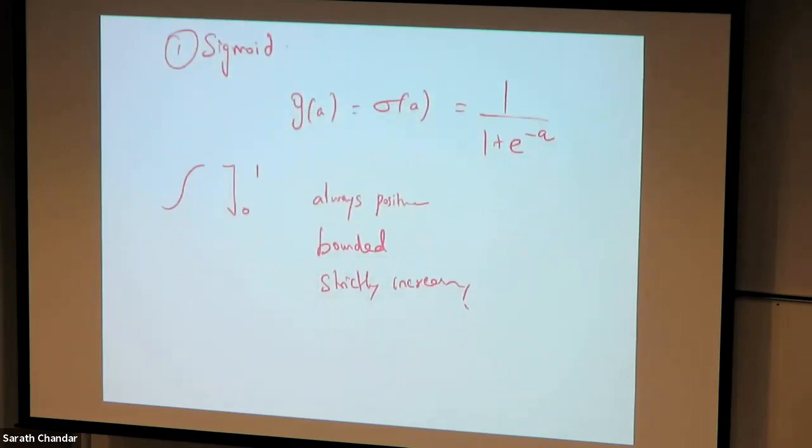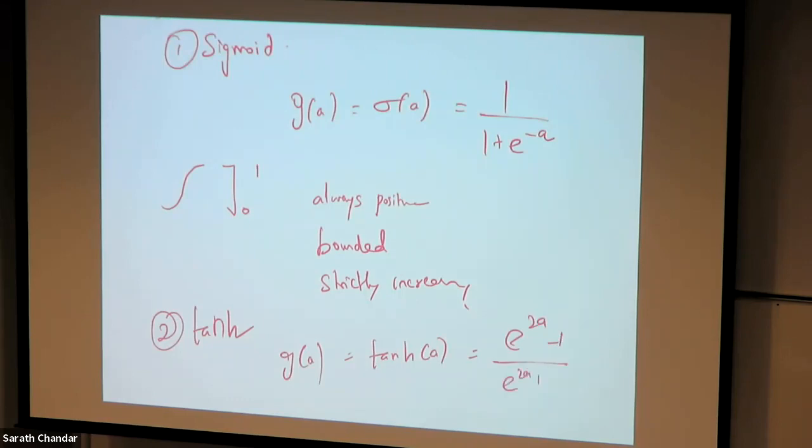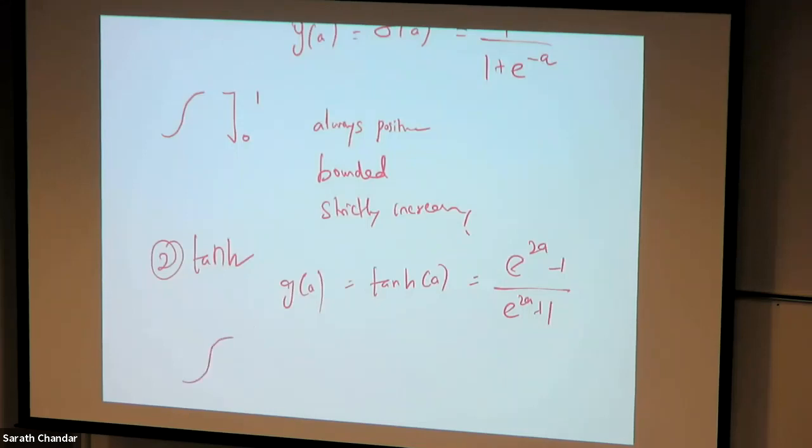Now you could also use the tanh nonlinearity. Tanh is given by this formula, G of A is equal to tanh of A, which is given by e power 2A minus 1 by e power 2A plus 1. The tanh function actually looks very much like sigmoid, except that it is from minus 1 to 1. So it can be both positive and negative. It is bounded between minus 1 and 1. It is also strictly increasing. Is that clear? We will see more activation functions in the future, but for now we can get started with sigmoid and tanh.